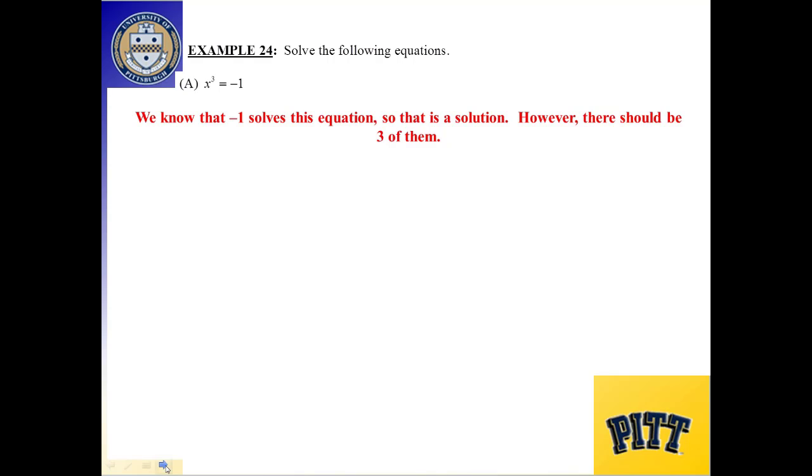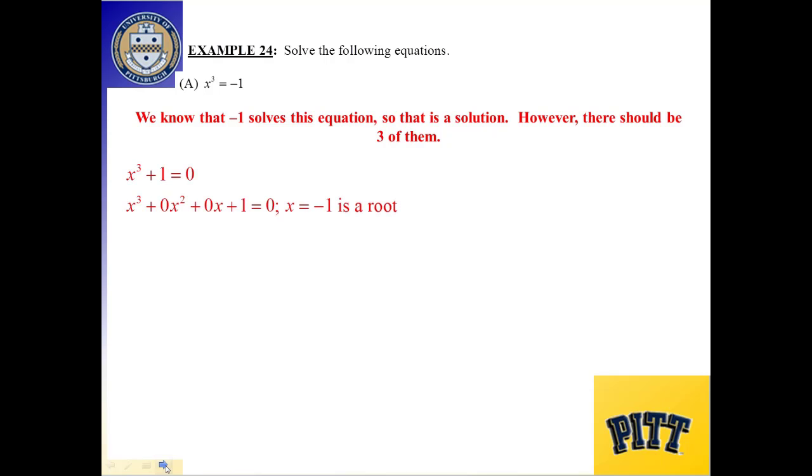Now, if I graph this on my calculator, I'm only going to have one intersection between x cubed and negative 1. Or if I set it equal to 0 and plot x cubed plus 1, I'm only going to have one spot where it crosses the x-axis. The problem is, I'm supposed to have 3 solutions. The fact I'm only seeing one on my graph means that only one of them is real. The other 2 are probably non-real.